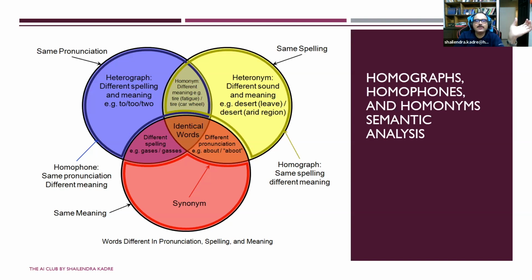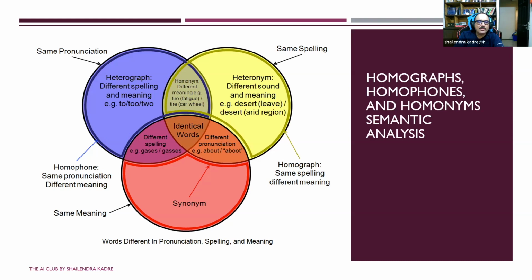Then come to the right hand side, heteronym. Heteronym means different sound, same spelling, with different sound and meaning. Like desert, DESERT and DESERT. The spelling is the same here. One desert means to leave, and the other desert means an arid region like the Sahara Desert or the Thar Desert in India. So in heteronym we have the same spelling but different meaning. Previously we had heterograph, which is the same pronunciation.